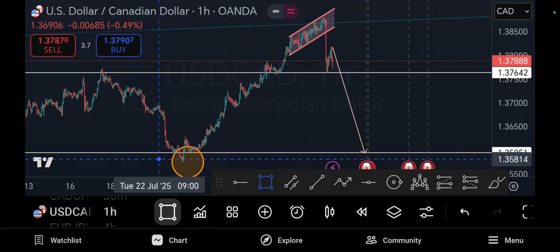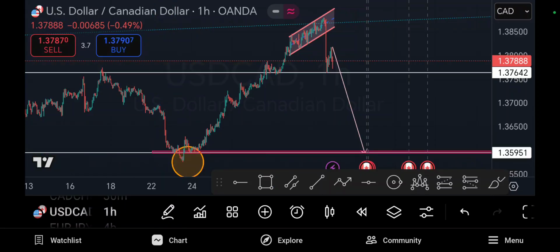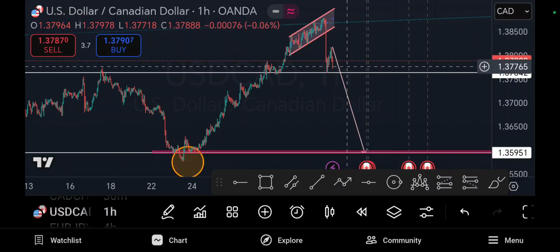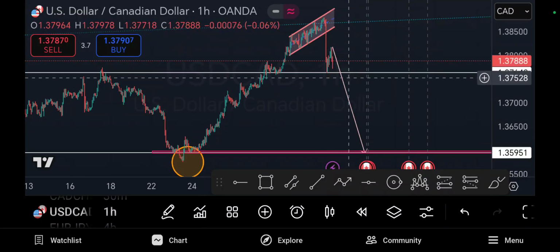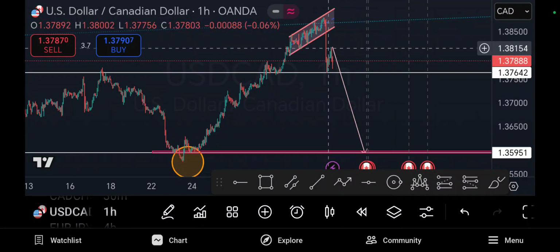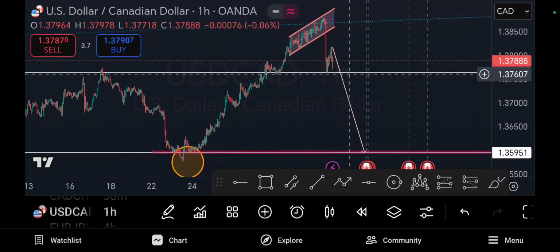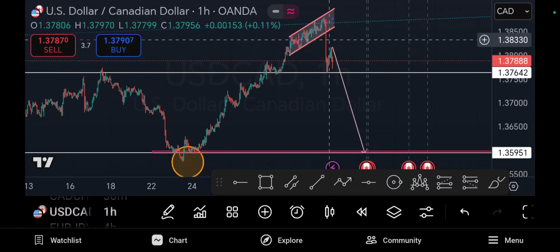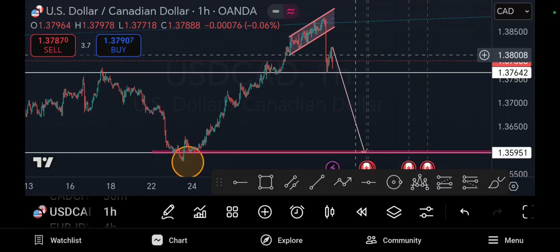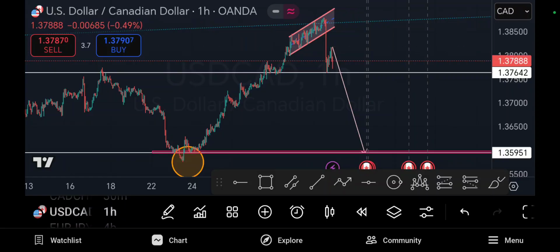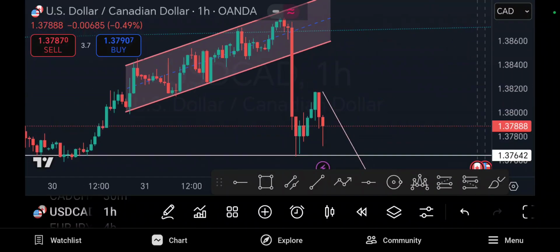There's a zone here. Not in and out, but because this is a big move. This is a very big move. This could take a day or two to mature. So you also have to be careful. You have to be careful.